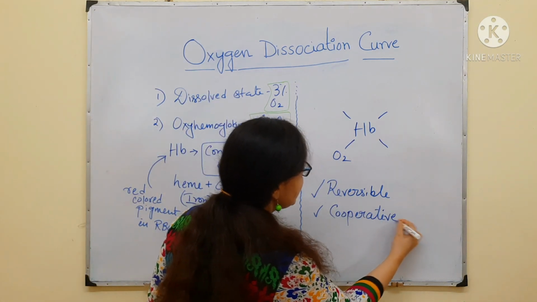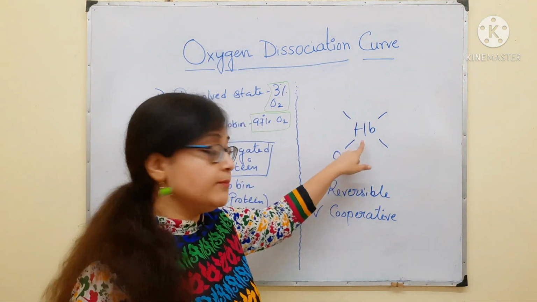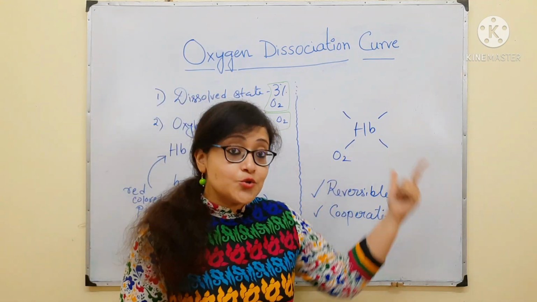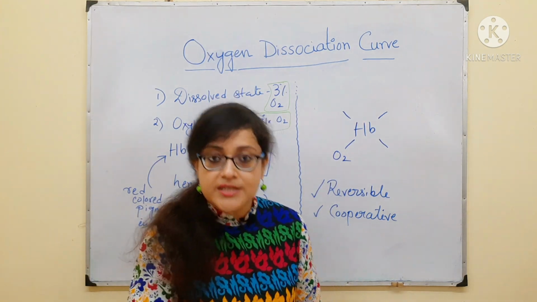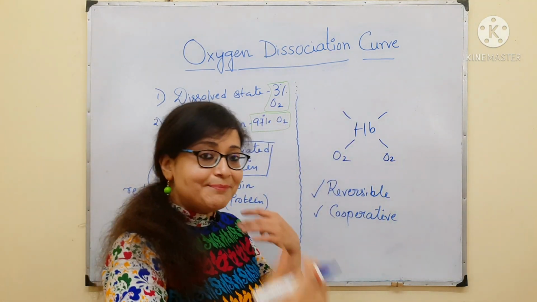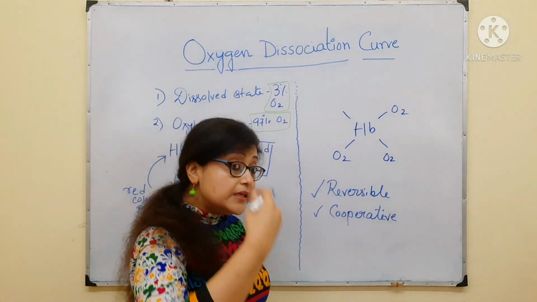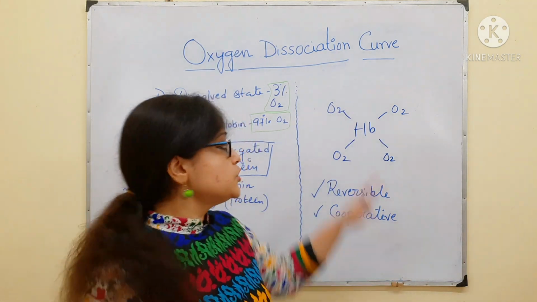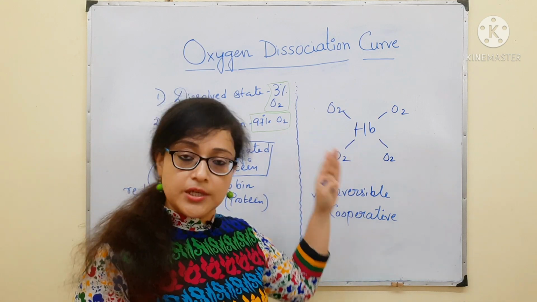Now what is meant by that? The binding of the first oxygen molecule to the hemoglobin is a bit difficult, but once one oxygen gets attached to the hemoglobin, it facilitates the binding of subsequent oxygens. This will facilitate the binding of the second oxygen, and the binding of the second oxygen will facilitate the binding of the third oxygen, which in turn will facilitate the binding of the fourth oxygen. So a single hemoglobin molecule can get attached to 4 oxygen molecules.